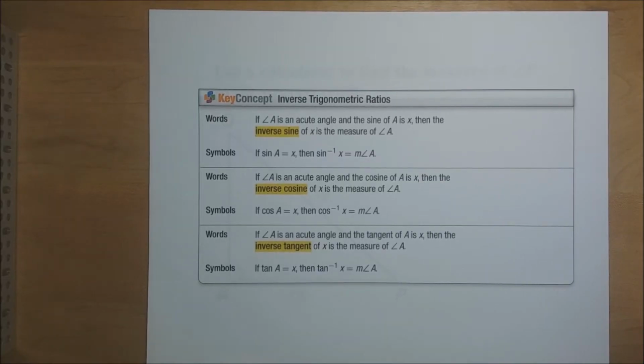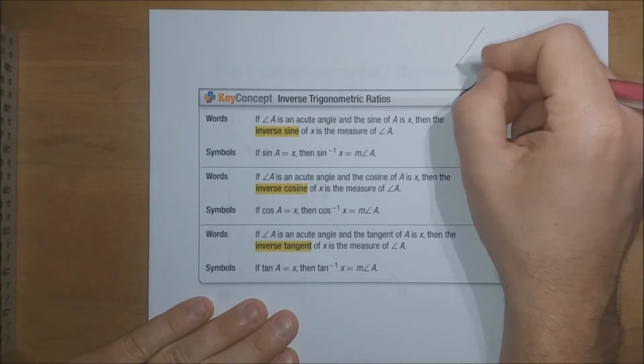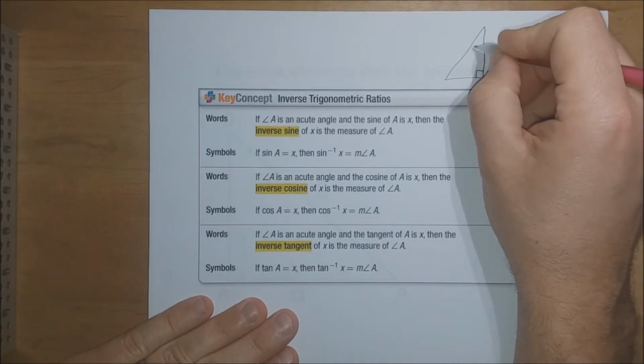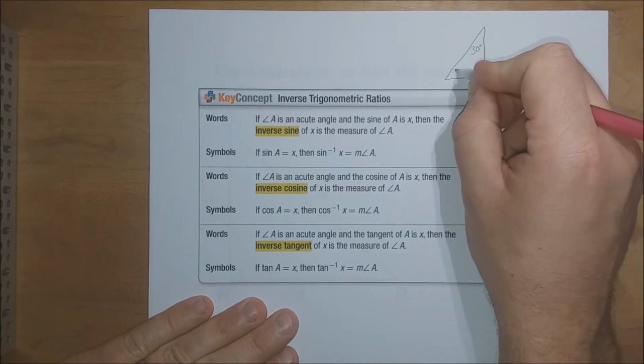All right, let's tackle the second half of our lesson on trigonometry. And in this half, we're going to talk about inverse trigonometric ratios. And probably the best way to describe these is to drop back to our special right triangle, our 30, 60, 90 triangle. Do you remember this guy?